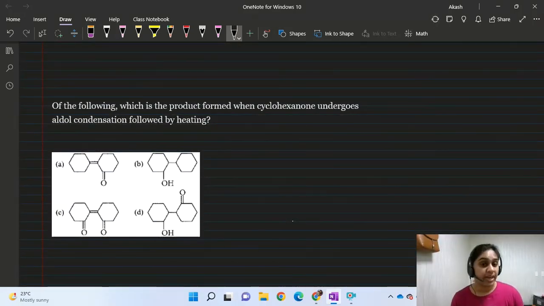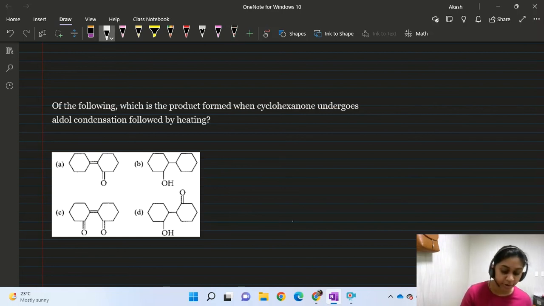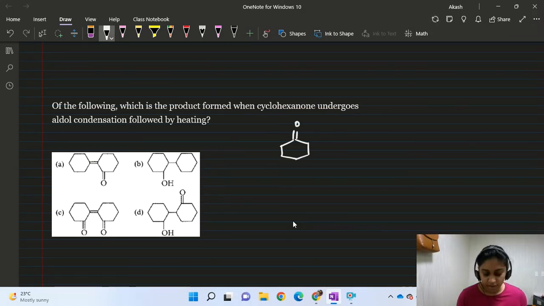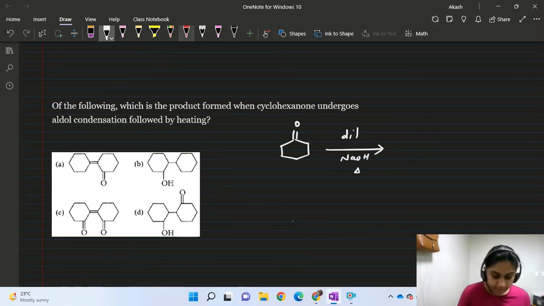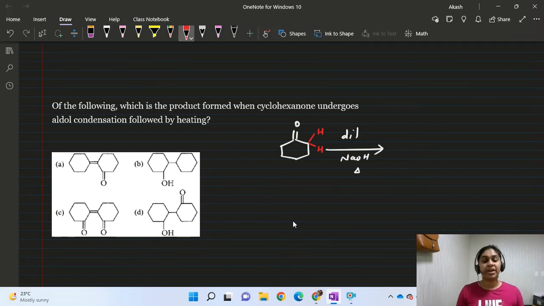And this one is asked in your NEET 2017. Of the following, which product forms when cyclohexanone undergoes aldol condensation? So this is our cyclohexanone, children. So when 2 moles of cyclohexanone undergo aldol condensation, with dilute NaOH and heat, what will be your product? So this is your alpha hydrogen. Okay, so remove your water molecule and predict your product. So kindly tell your product in the comment section.